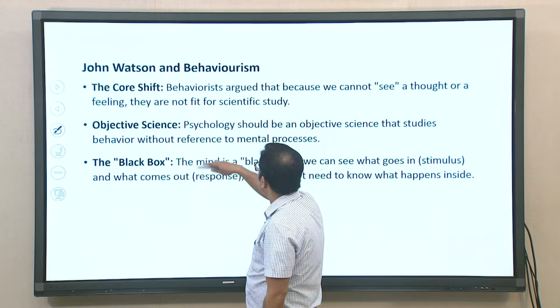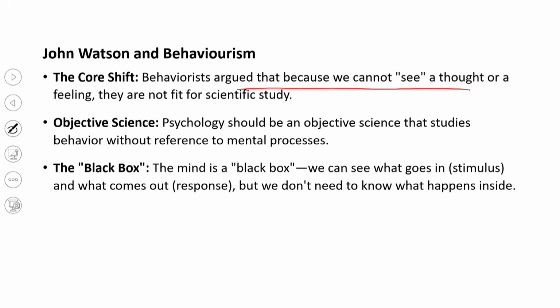So, the core idea is what? Behaviorists argued that because we cannot see a thought or a feeling, they are not fit for scientific study. That was their argument. Psychology should be an objective science that studies behavior without reference to mental processes. They said we should study behaviors only, without focusing on and explaining things related to mental processes.